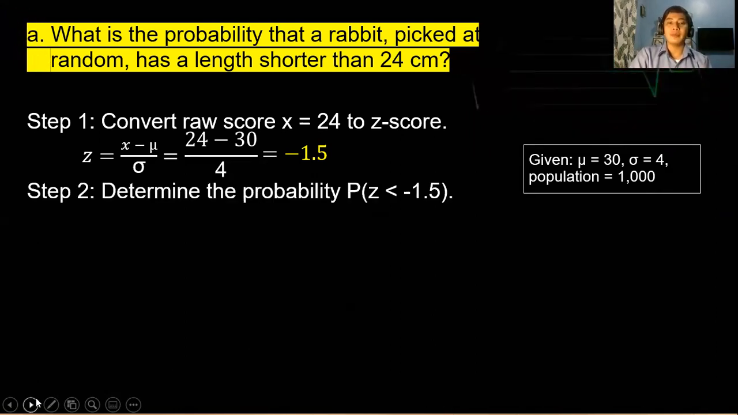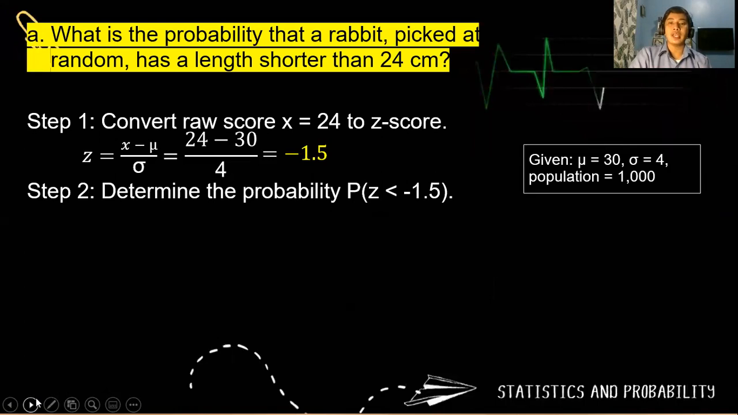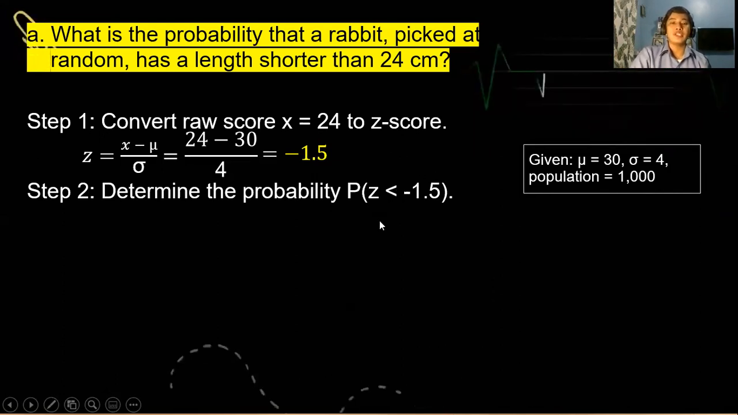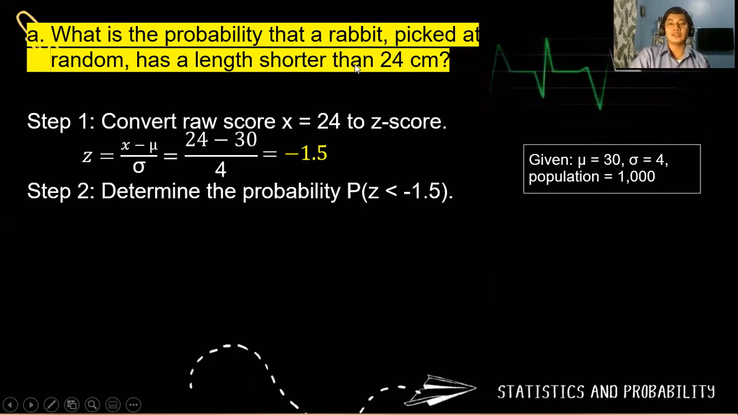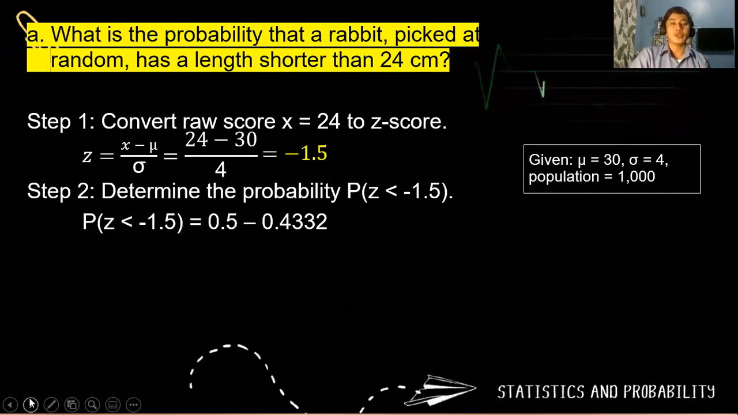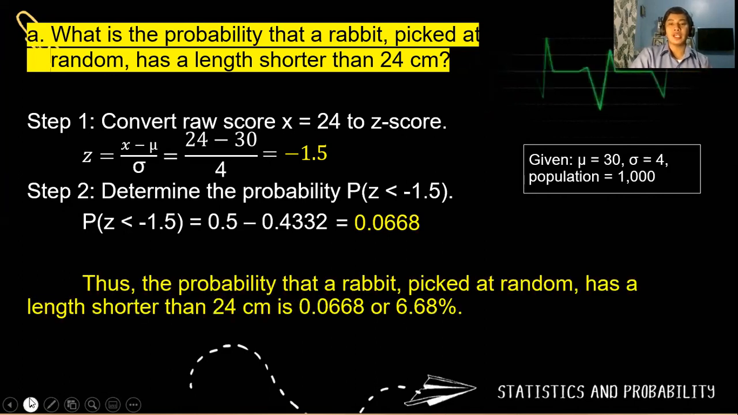So determine the probability that z is less than negative 1.5. Why did we use a less than symbol in the probability notation? That is because of the words shorter than. So the probability that z is less than negative 1.5 is 0.5 minus 0.4332. So you have to look on the area using the z table. So that will be 0.0668.